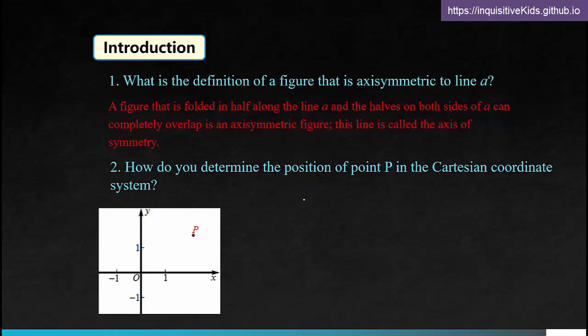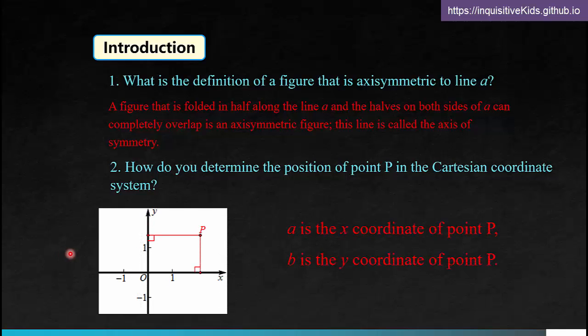How do you determine the position of point P in the Cartesian coordinate system? Well, here, as you can see, we can draw a perpendicular line from point P to both the y and x axes, and then we can find that A is the x coordinate of point P, and that B is the y coordinate of point P, and then we can write it out that way.